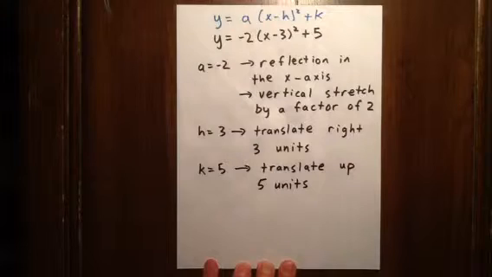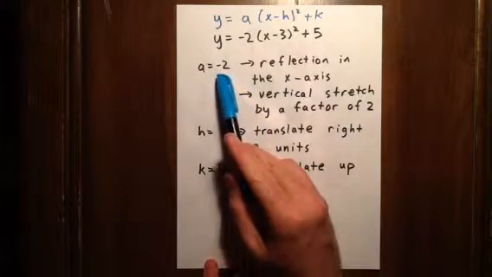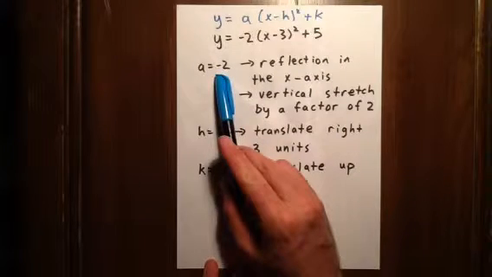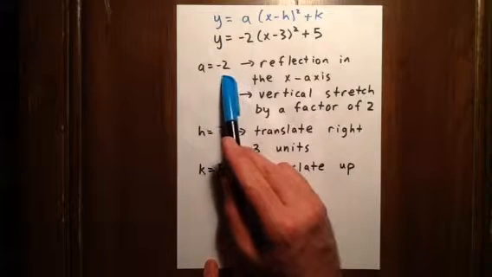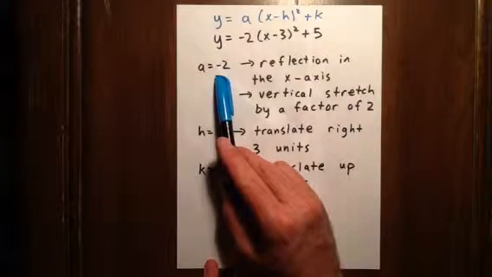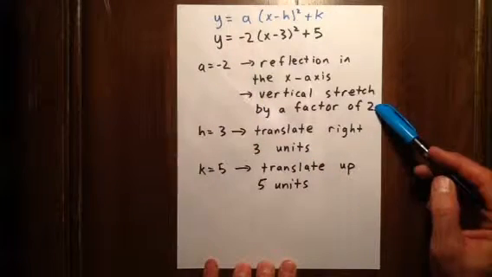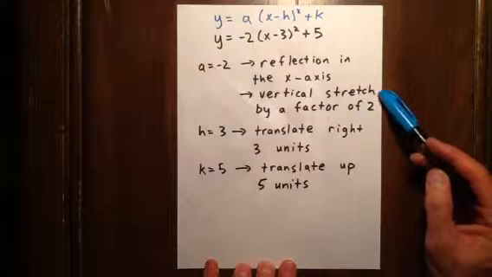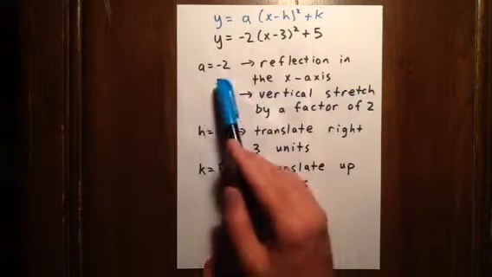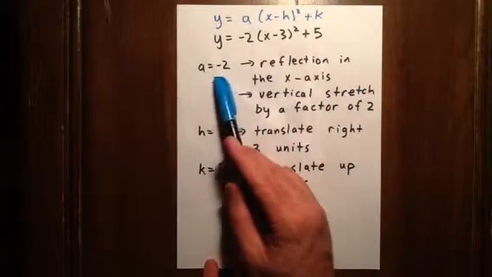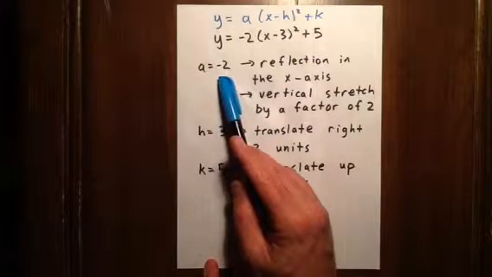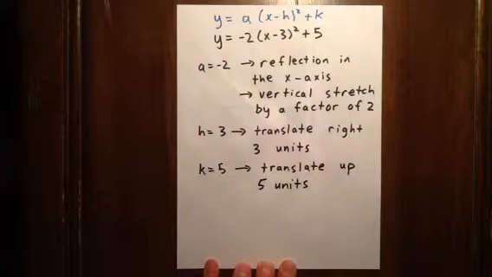Okay? Well, when a is -2, what we start with is a reflection in the x-axis because a is negative. Then we also have a vertical stretch by a factor of 2. Once we've described that there is a reflection, we then look at merely the magnitude of a. And the magnitude of a is 2. Since the magnitude is greater than 1, we say that it's a stretch. If the absolute value of a had been less than 1, we would have called this a vertical compression.